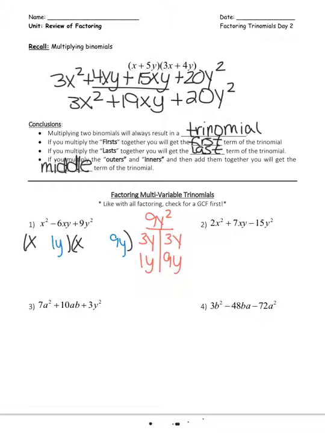Again, we're testing our outers and our inners. So these are my inners, these are my outers. So 1xy, and x and 9y multiply to 9xy. I didn't put the signs in yet. We just want to play around with these two numbers and see if they'll ever add or subtract to this negative 6xy. And the answer is no. If I add these two together, I'll get 10. If I subtract them, I'll get 8. So that's not going to work, so we're going to erase those.